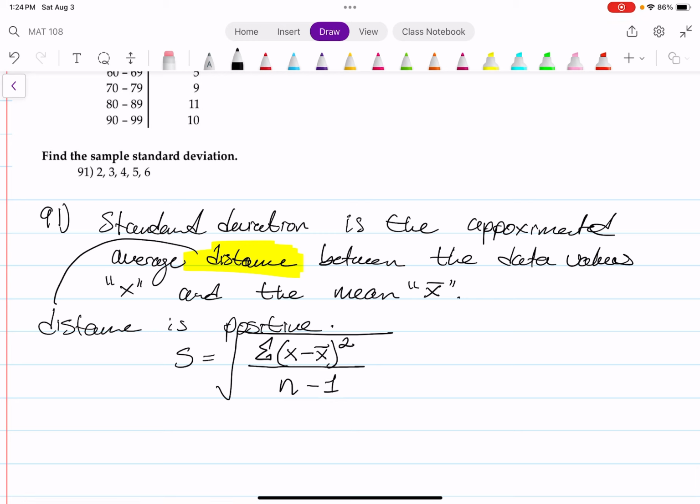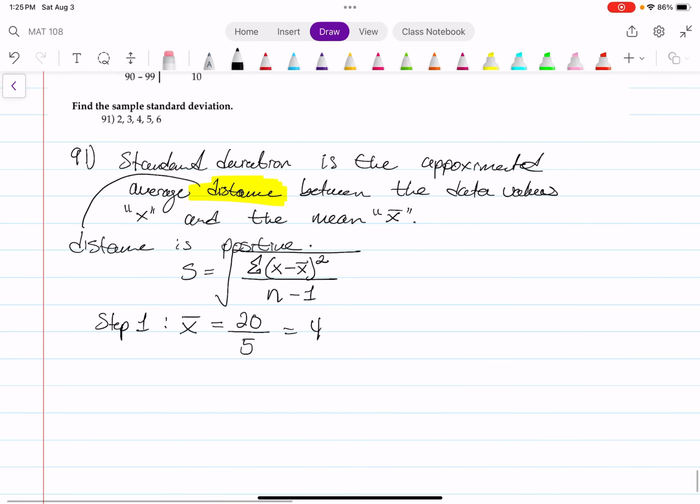So we have to find our mean. How do we find the mean? Well, step one, to find the mean, you add up all the data values in the data set and then divide by the number of values. We have 5 values in the data set, and we add 2 plus 3 is 5, plus 4 is 9, plus 5 is 14, plus 6 is 20. 20 divided by 5 is 4. So our mean is 4.